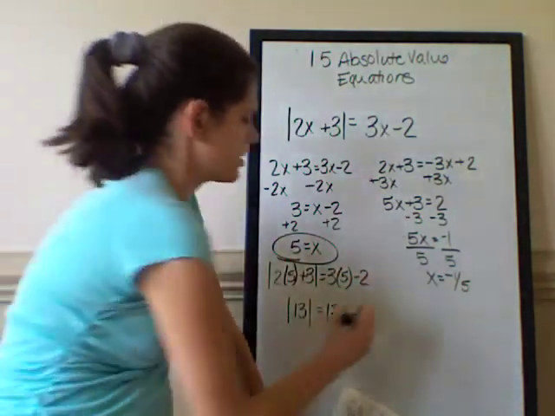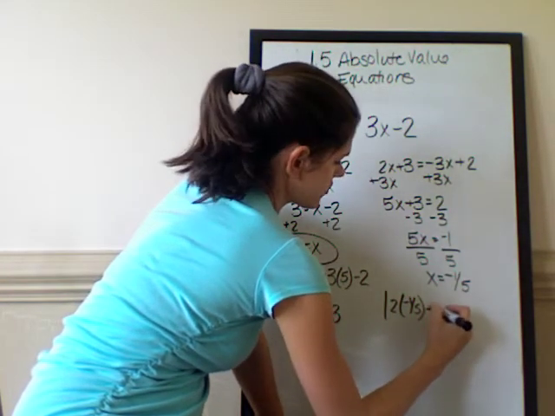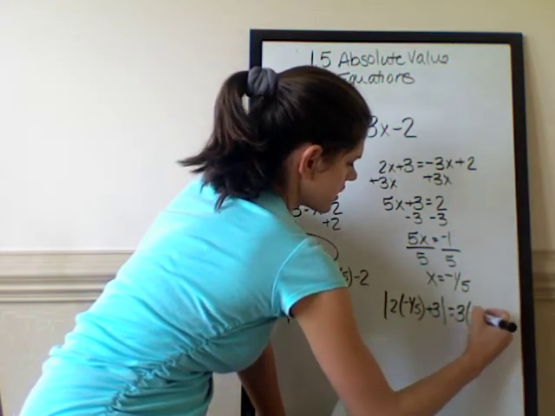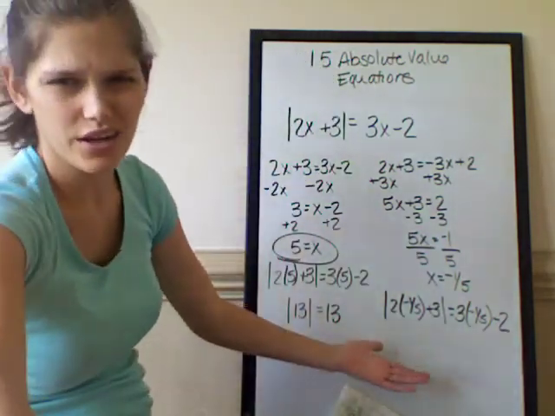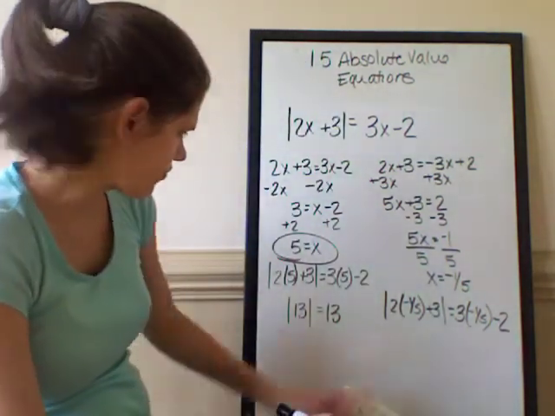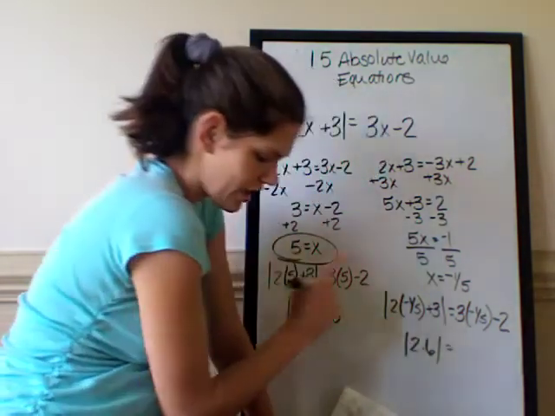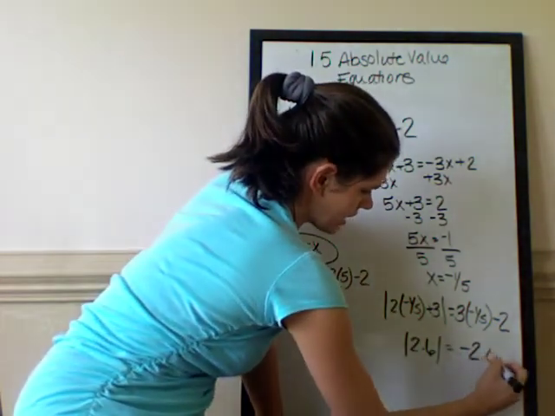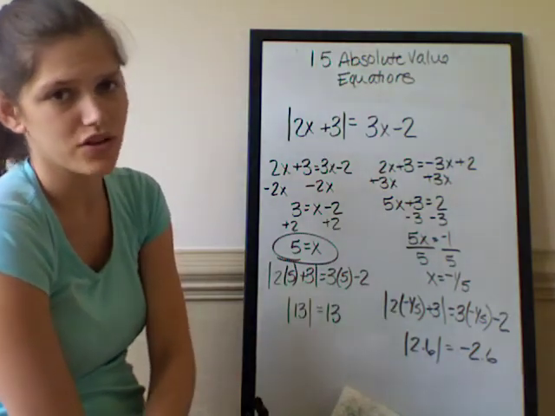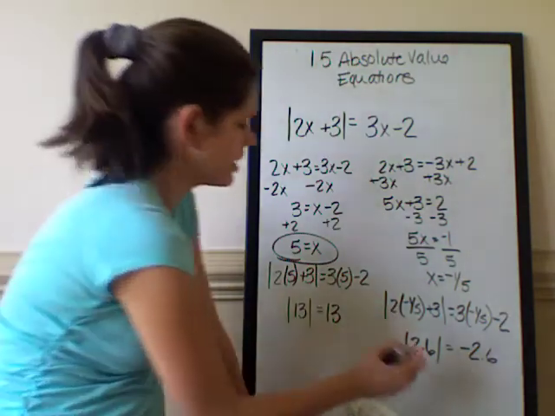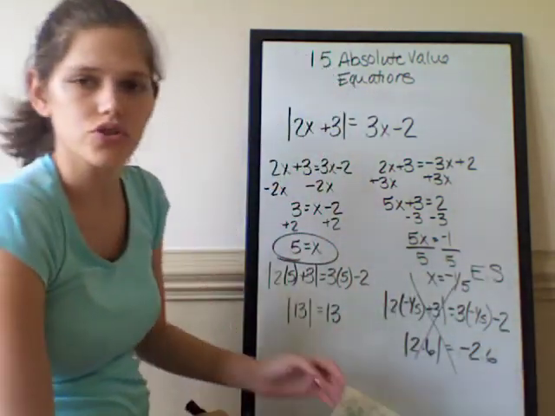Over here, I'm going to plug it in. Absolute value of 2 times negative 1/5 plus 3 equals 3 times negative 1/5 minus 2. Don't be afraid to use your calculator here with the fractions if you need to. What you're going to get on one side is the absolute value of 2.6, and on the right side of that equation, you get negative 2.6. Automatically, this should ring bells again. Can an absolute value be negative? Absolutely not. This does not work, so this is my extraneous solution.